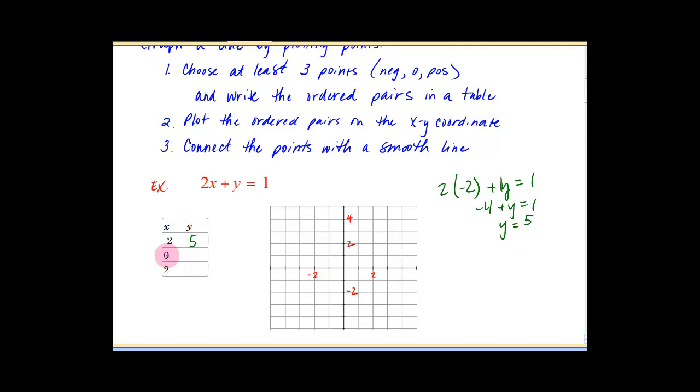The next value I'm choosing is 0. So I plug in 0 for x. 2 times 0 plus y equals 1. That's gone, so y is equal to 1. See how easy that is? I love it when I choose 0.